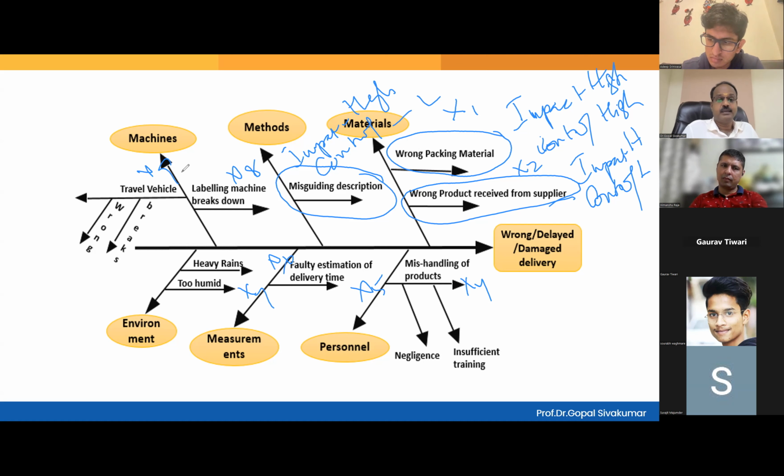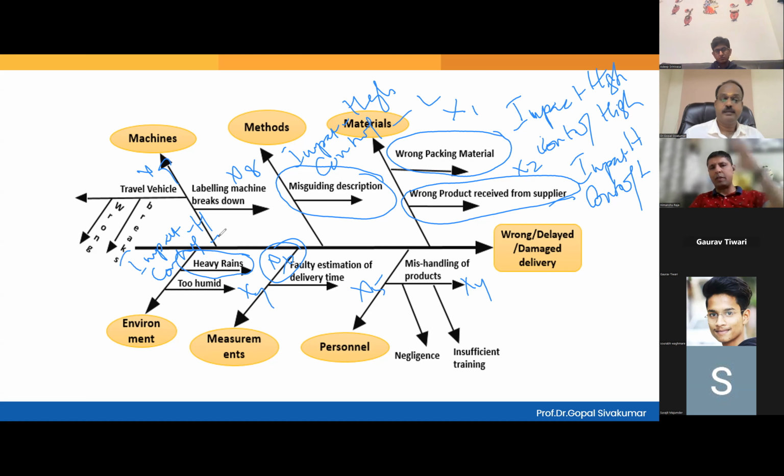Say for example, this X6. What is X6? This one. Environment. Heavy rain. If there is heavy rain, and next 1 week there is going to be rain declared, right? So what will be the impact of this factor? Delivery might get late. That means high. During these days, delivery gets late and probability is high. Can you do something for it? Can I do something on it? No. Control is low.